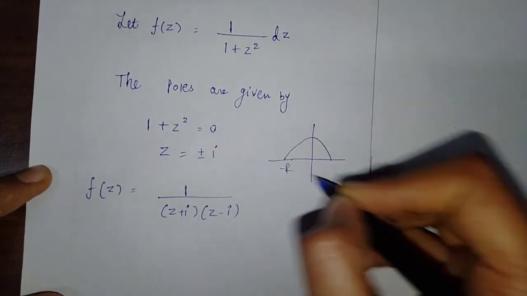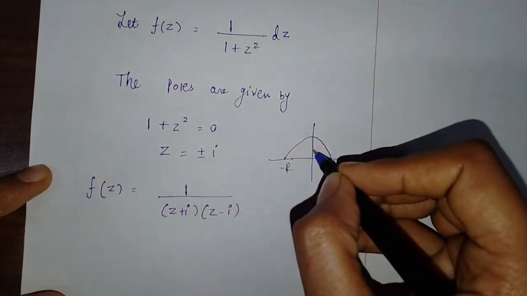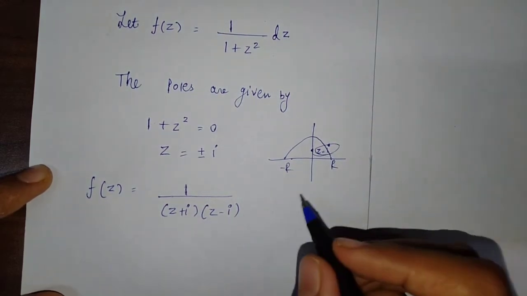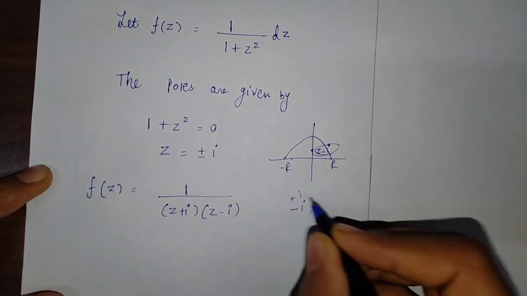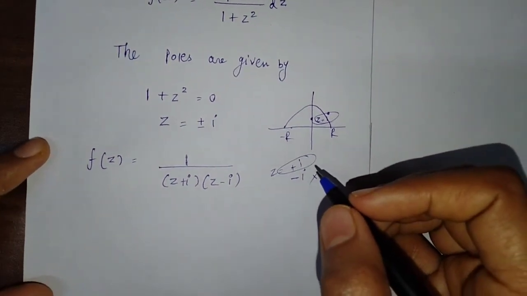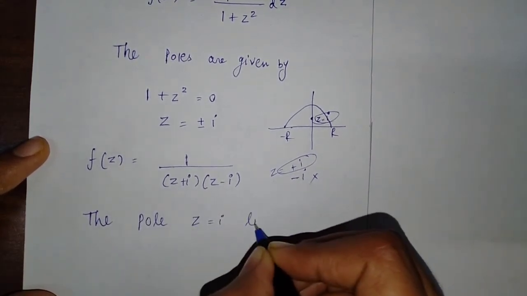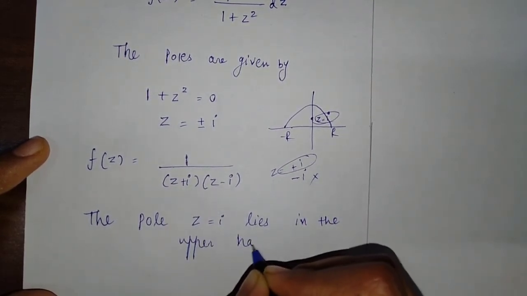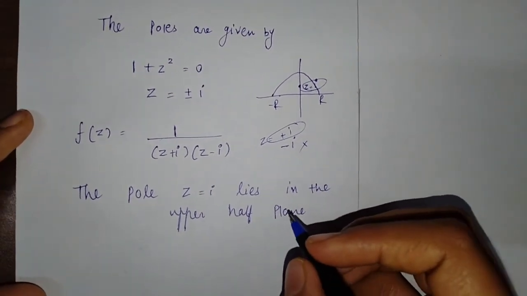Then we can see that z equal to i and z equal to minus i. Then we can say that z equal to i will only lie in the upper half plane. z equal to minus i will go to the lower half plane. So we will not consider the pole minus i. We will only consider the pole z equal to i. Okay, so we will find the residue only at z equal to i, because the pole z equal to i lies in the upper half plane. You have to write the poles which lie in the upper half plane. Okay, so we will find the residue.